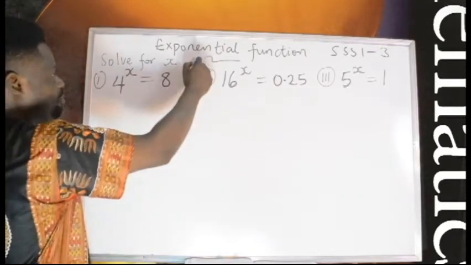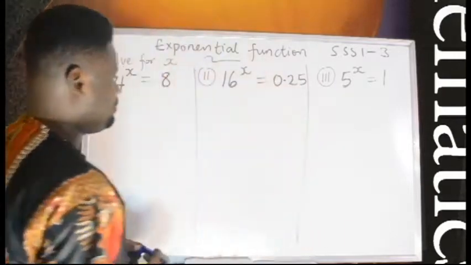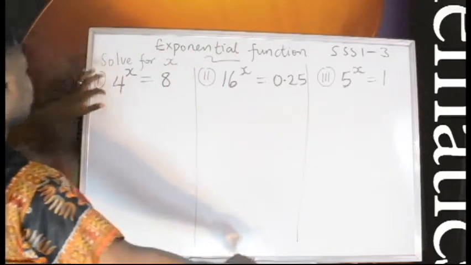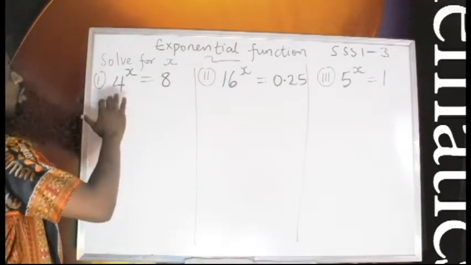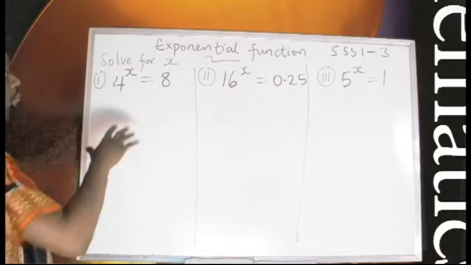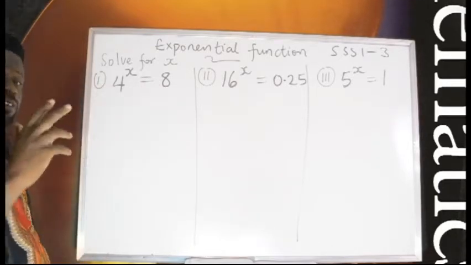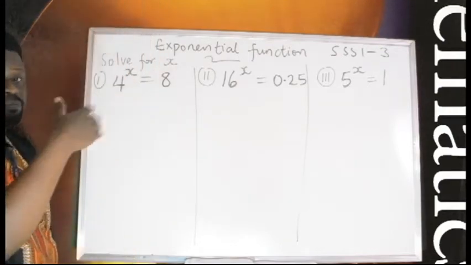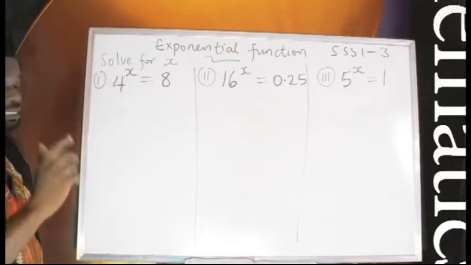Okay, let's divide the board into 3 places to explain this. We have 4 raised to the power x equals 8. So our focus is to make the base the same. In our laws of indices, the bases are always the same, and we just add or subtract the powers, as the case may be. But here we have to focus on making the base the same.